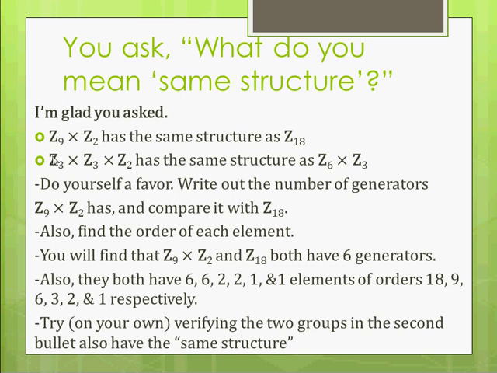And you will find that they are equal. They have the same number of elements of each order. And it is not the same as the top bullet. These two structures are different. In other words, they have a different number of generators, and they have a different number of elements of each of their orders.